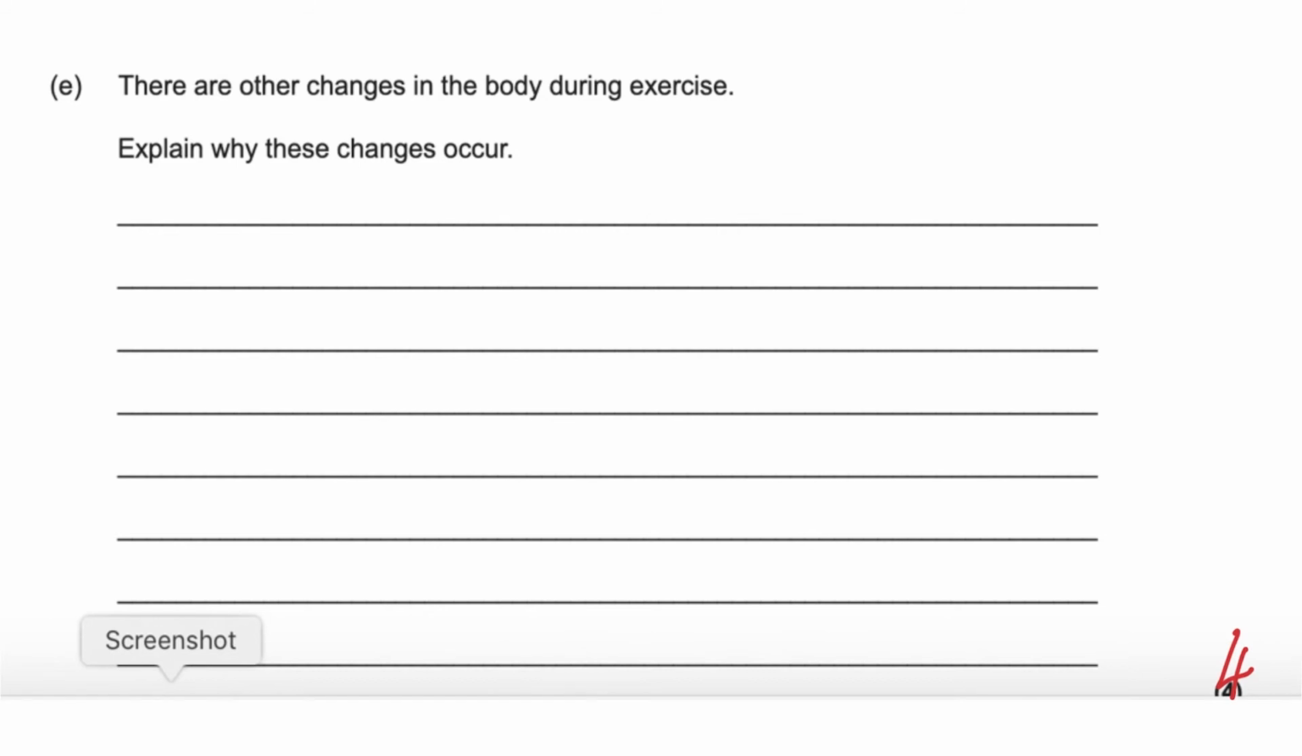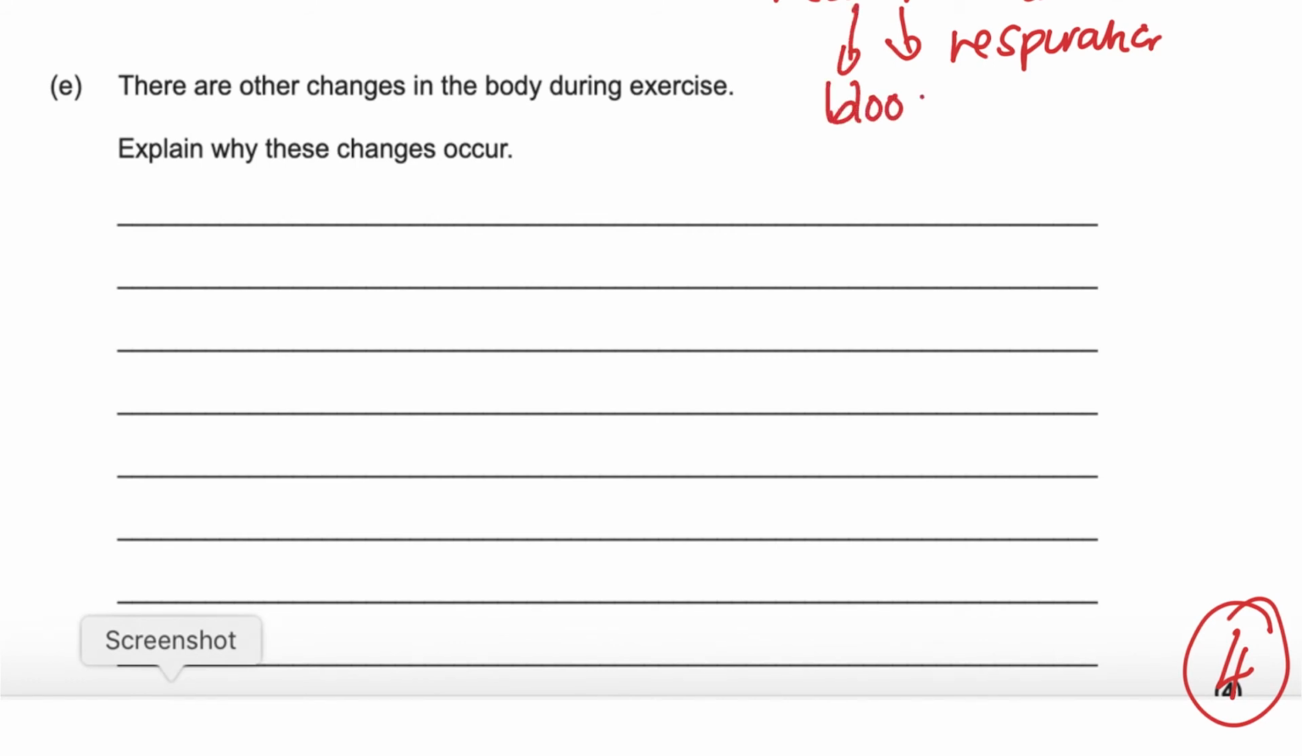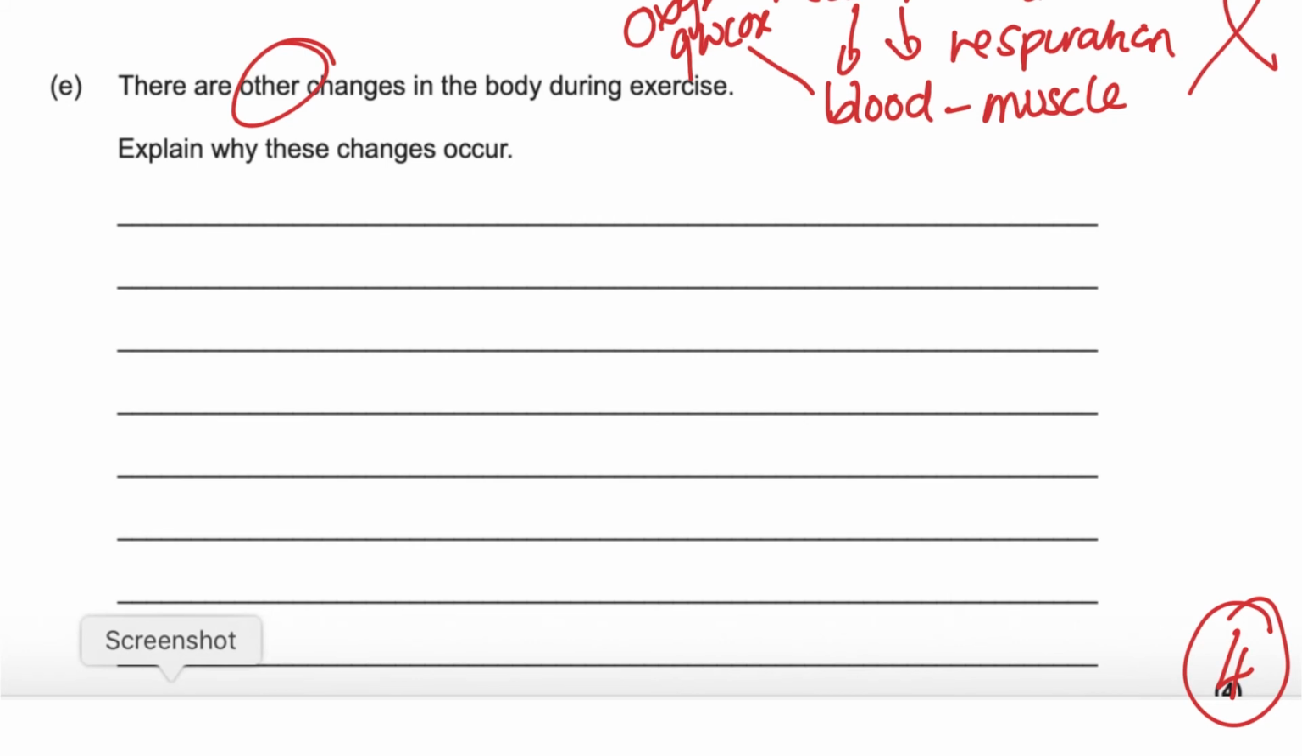Okay, there are other changes in the body during exercise. Explain these changes. So this question is worth 4 marks. So we could be talking here about the heart rate increasing and how that's important. It would be important for respiration. The heart rate increases, so there's more blood getting to our muscles, taking with it all that oxygen and glucose needed for respiration, needed to make energy. Okay, but it says other changes, so we can't talk about any of this. So we need to talk about a different change.